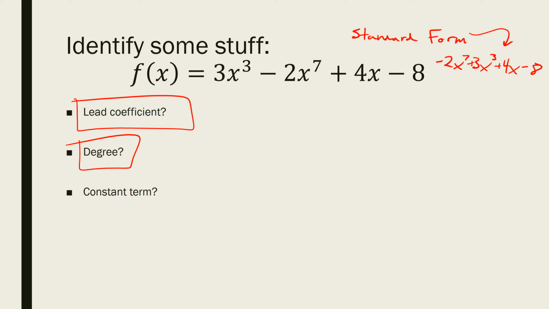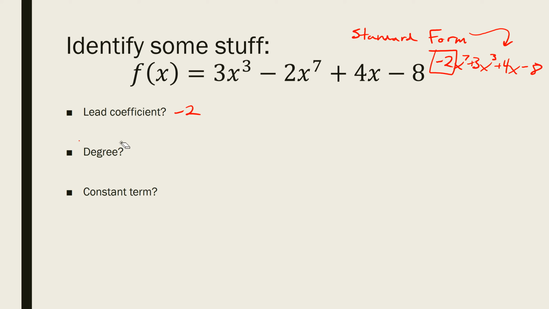Now I have standard form, and so it's easy to identify the lead coefficient. That would be -2. It's also easy to identify the degree, which remember is the highest exponent. That is 7. Constant term is the one without a variable. That is -8. It's easy.